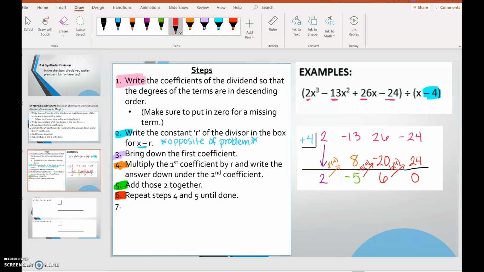And then the last step, which isn't written in here, so you're going to have to write it, is to write your answer. So write your answer, and it's best if you go right to left.